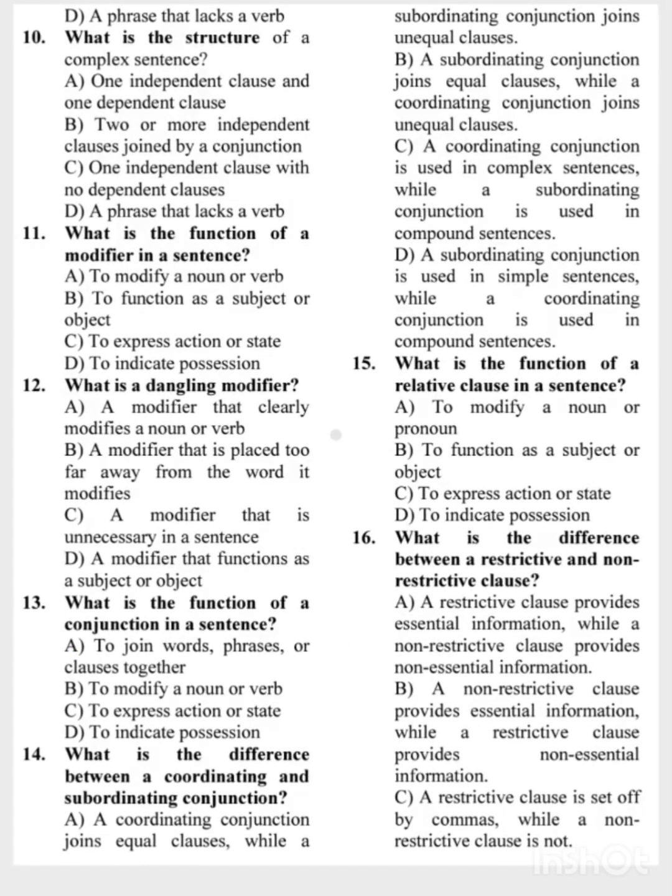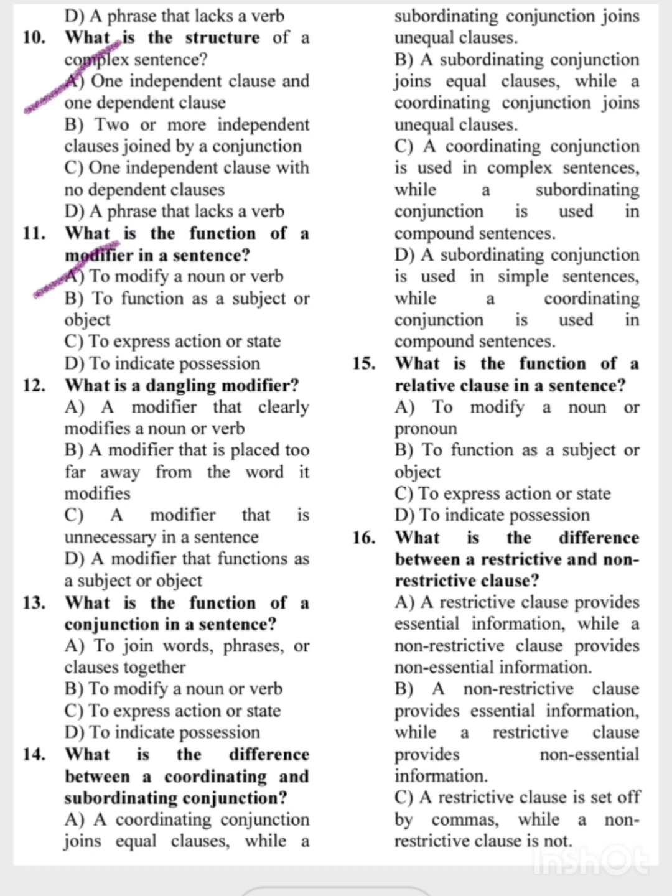So moving on to the 10th question. What is the structure of complex sentence? The structure of complex sentence, it has one independent clause and one dependent clause. Option A is the correct answer. Moving to the 11th question. What is the function of a modifier in a sentence? Function of modifier is to modify a noun or a verb.